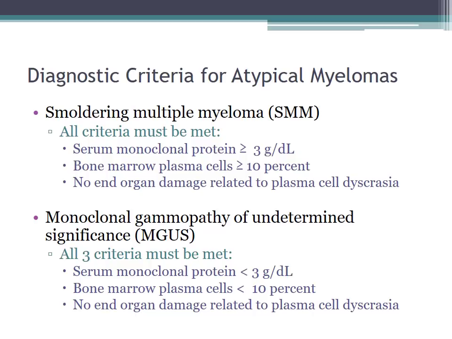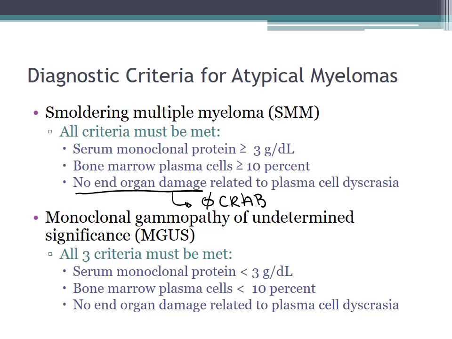So they'll have the serum monoclonal proteins, and those will be greater than or equal to 3 grams per deciliter. As well, they will have the plasma cell issues in the bone marrow greater than or equal to 10%, but they do not have those end organ damage issues due to the plasma cells. So that basically is saying that they don't have that CRAB acronym that we talked about. So they do not have hypercalcemia, they do not have renal failure, they do not have anemia, and they do not have any lytic bone lesions.